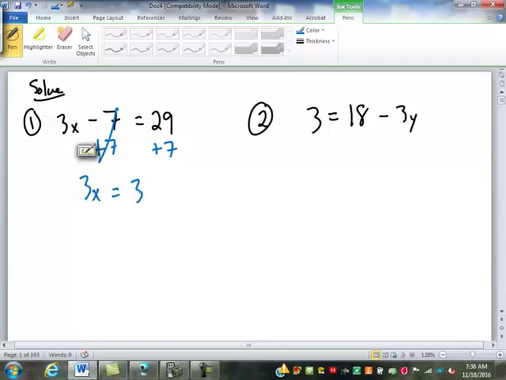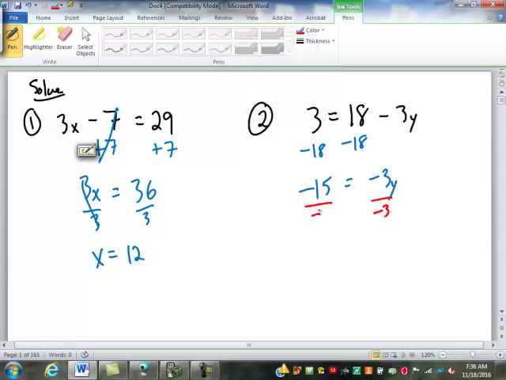So 3x equals 36. Then what? Divide by 3. X equals 12. What do we have to do over here? Subtract 18. So 3 minus 18 is a negative 15. And then divide by negative 3. You get 5 equals y, or y equals 5.